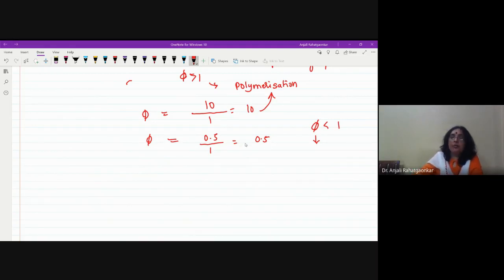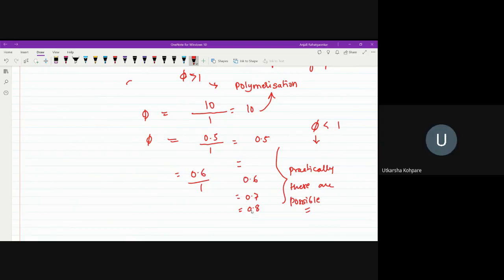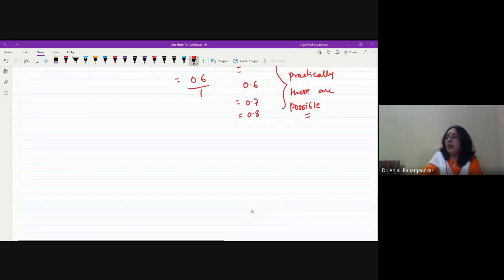So it can extend from 50% to 60% if it is 0.6. So it can be 0.7, it can be 0.8. But actually, practically these reactions are feasible. Practically these reactions are possible. Now you understand the significance of the quantum yield. Yes, ma'am. Okay. So how to calculate the quantum yield?